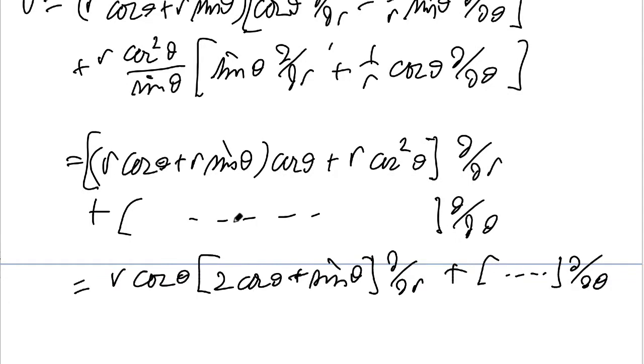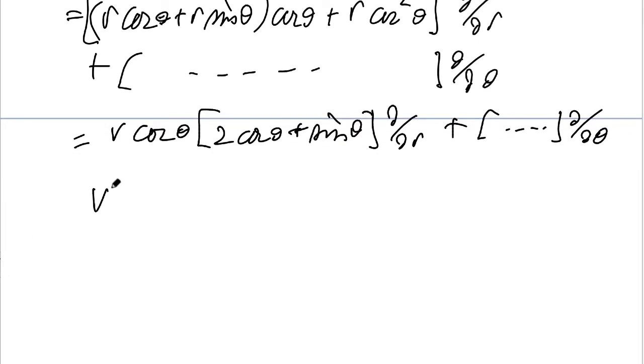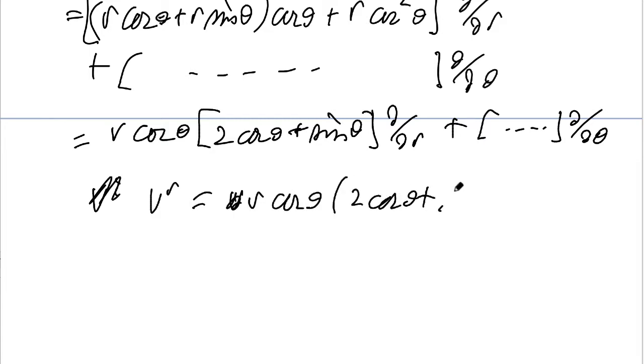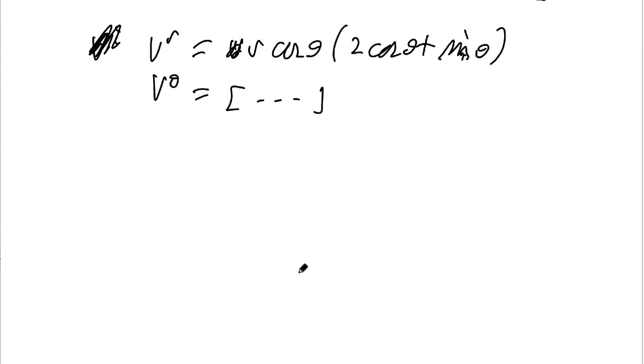So the components of v in this coordinate basis, the polar coordinate basis: the r component is r times cosine theta times 2 cosine theta plus sine theta, and the theta component is whatever this expression turns out to be. All right, so that's the vector field expressed in two different coordinate systems.